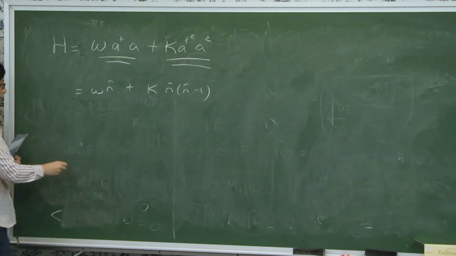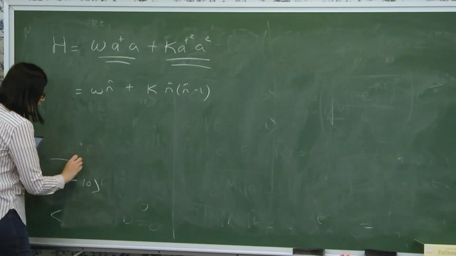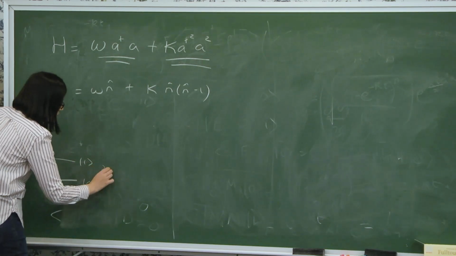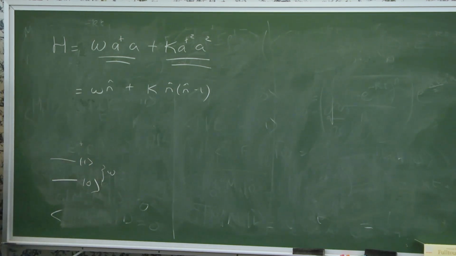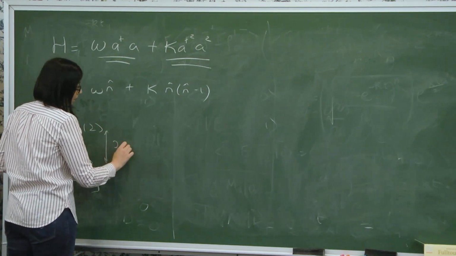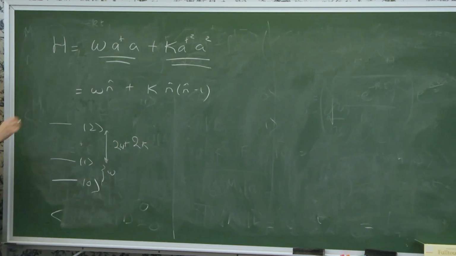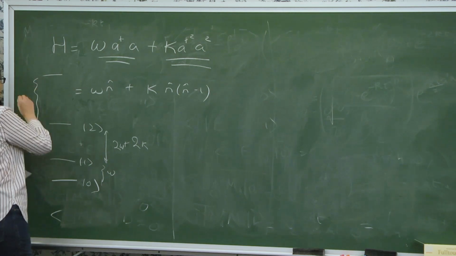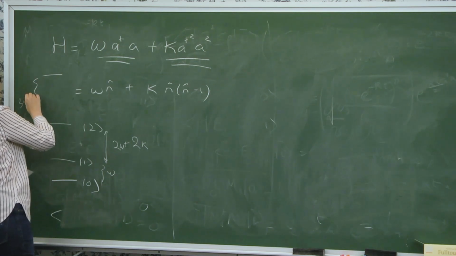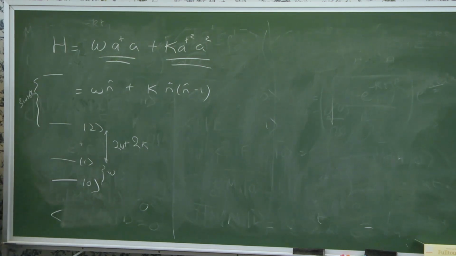Fock state 0 still has 0 energy. Fock state 1 still has the energy of omega. Then you have Fock state 2, which now has the energy of 2 omega plus 2 Kerr. Then you have Fock state 3, which is 3 omega plus 6 Kerr. And so on. Did I do something? Is it 6 Kerr? You made a face, so this is fine.